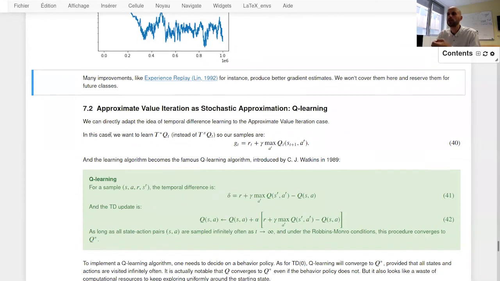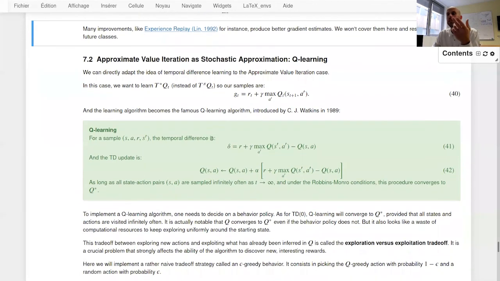In the approximate value iteration case, we don't want to learn T pi of QT. We want to learn T star of QT. So our samples are going to be the immediate reward plus gamma times max over a prime of QT of S_{t+1}, a prime. And immediately we find out that the temporal difference learning algorithm becomes the famous Q-learning algorithm, as introduced by Chris Watkins in 1989.